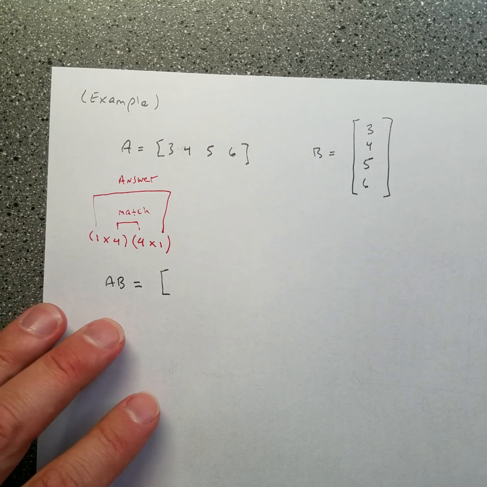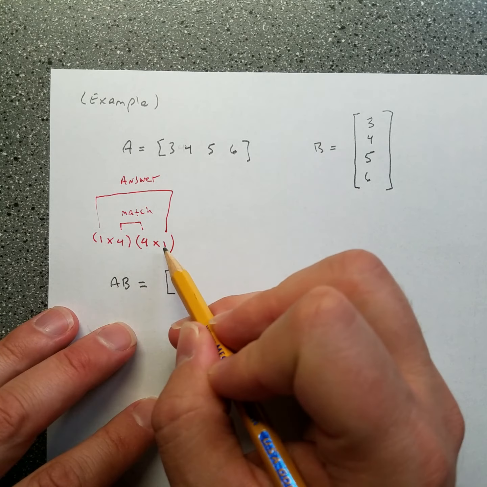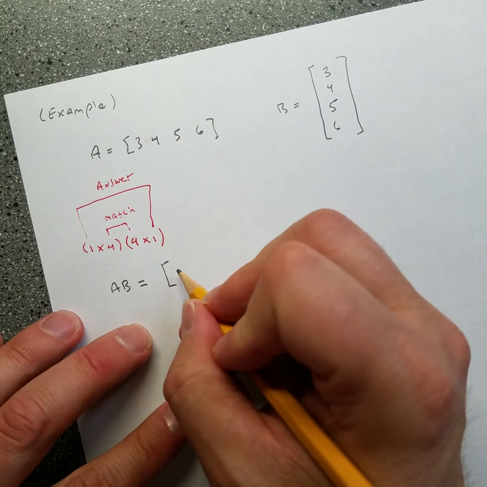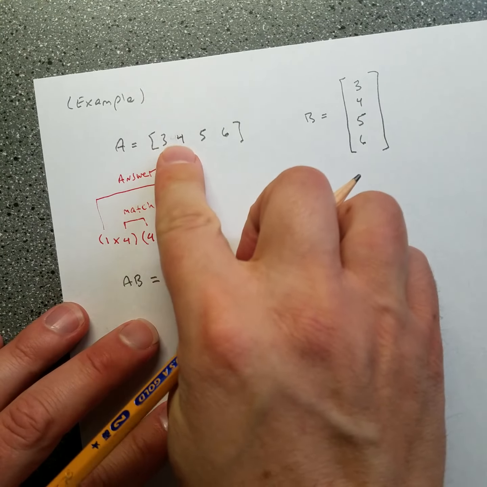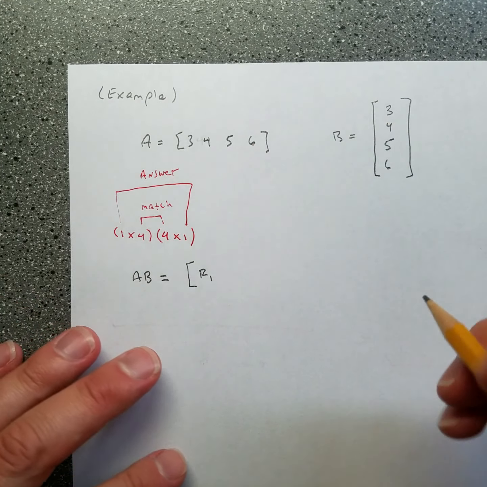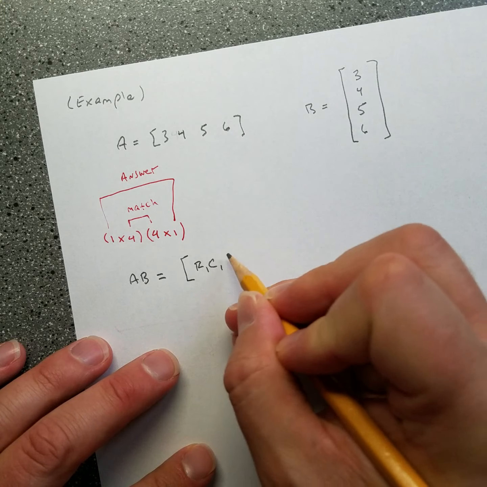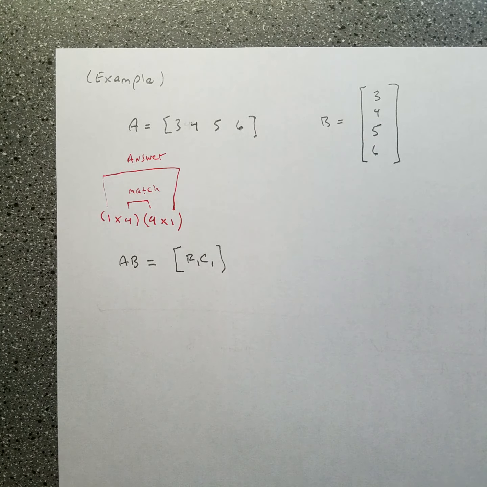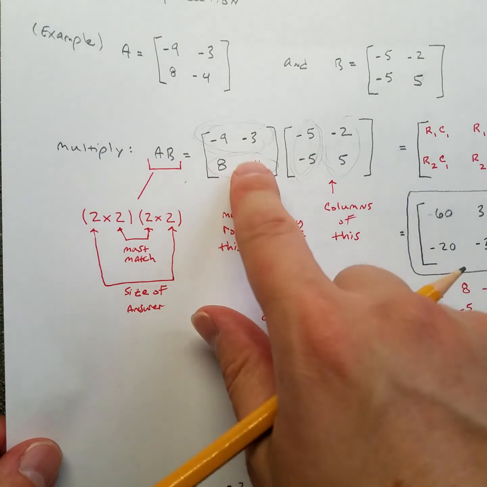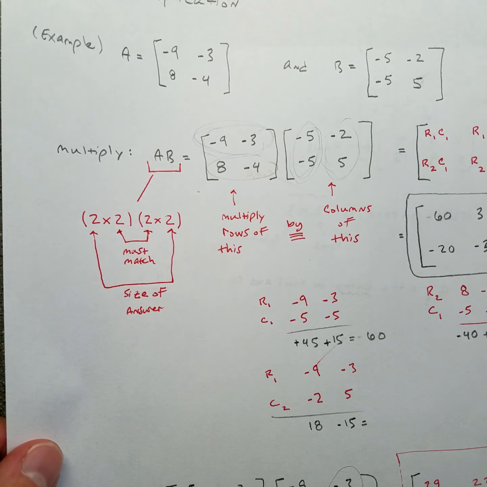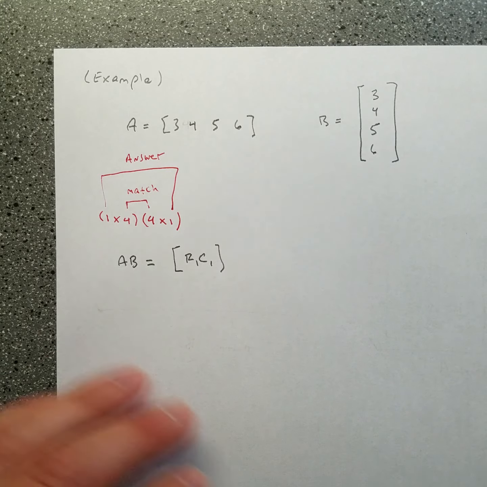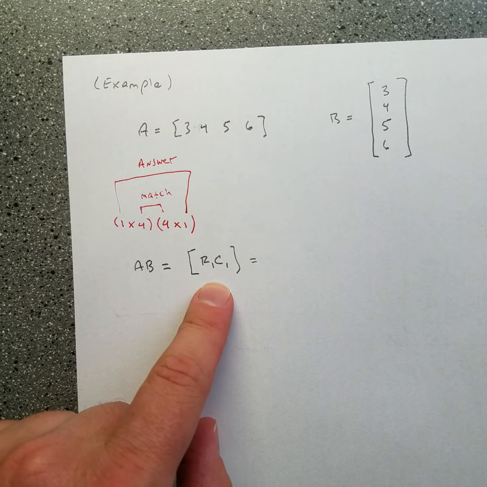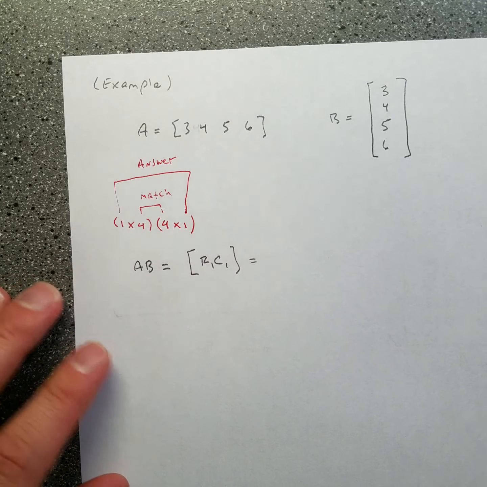Now, so given that the answer is 1 by 1, all that I could possibly do is multiply R1, row 1 of the first one, times C1, column 1 of the second one. That's all there is. Okay? Because the rows of the first one times the columns of the second one. So this will have only one entry in it. The answer is a 1 by 1 matrix.